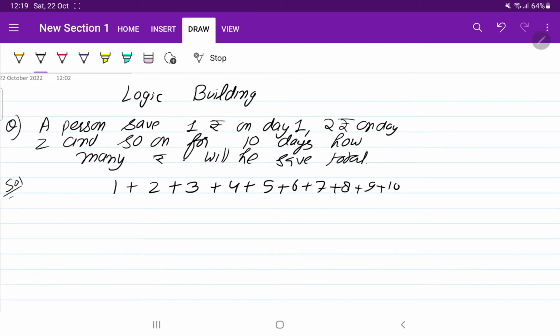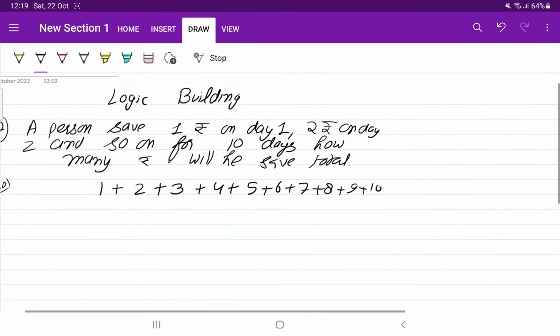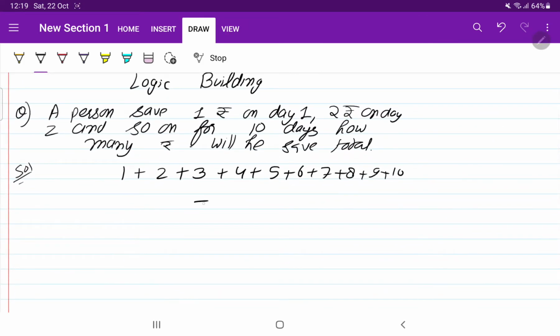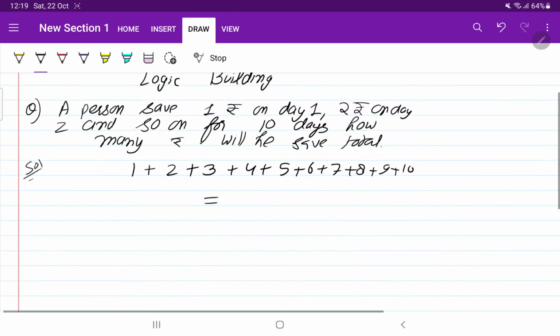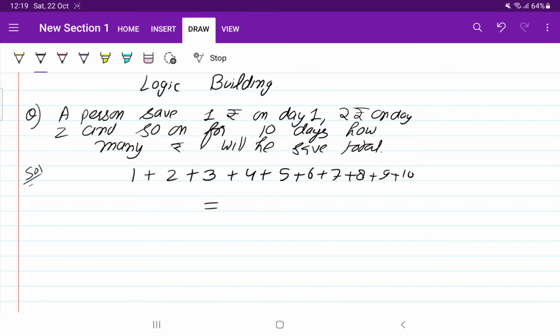So what you have to do, if you want to find the total amount that he saved, is just do the addition of all of this. Correct? Then you will get how much money he has saved. So this is one of the logics. So what is the logic here? What will you do? You will add all the numbers between 1 and 10. Okay, so this is one of the logics.